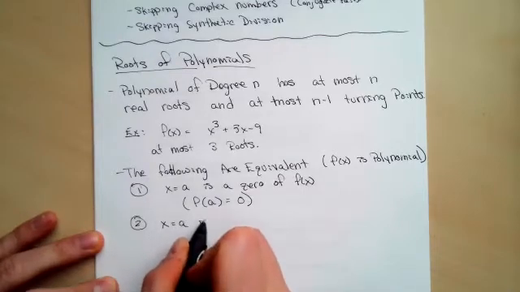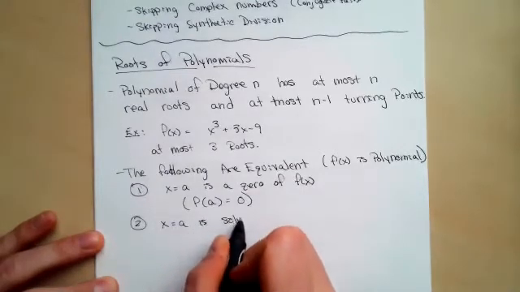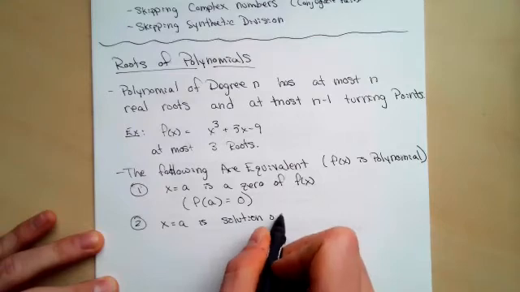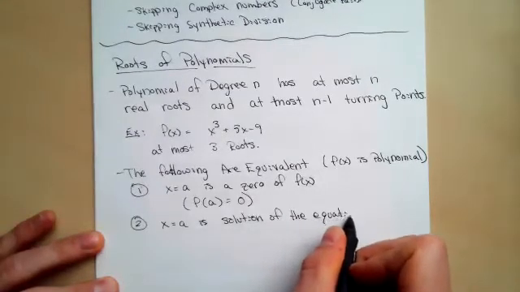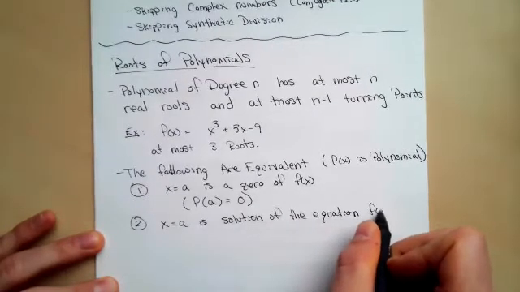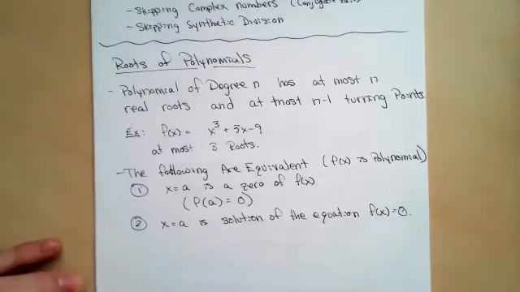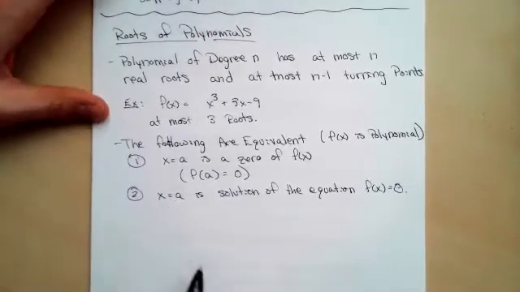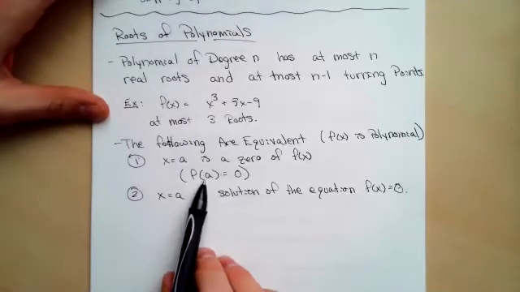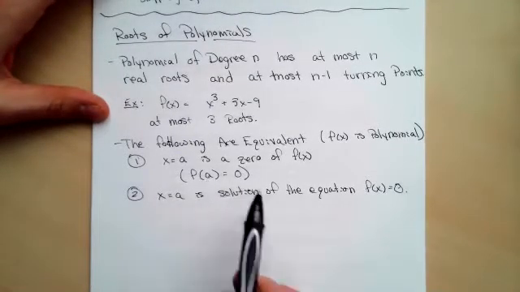x equals a is a solution of the equation f of x equals 0. Right? If I take my polynomial and set it equal to 0 and we are looking for those solutions, then I know we have one at a, because we've already checked that f of a is equal to 0.